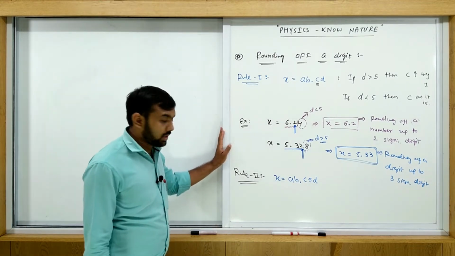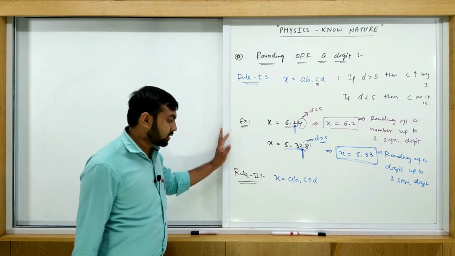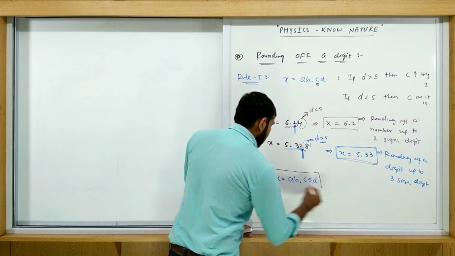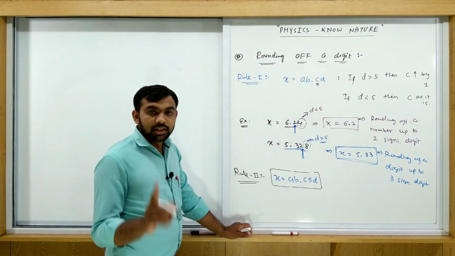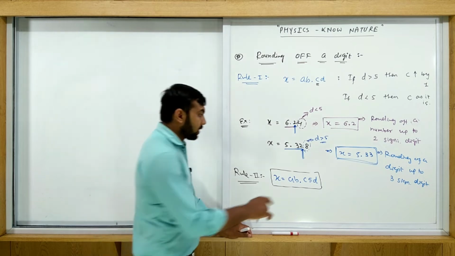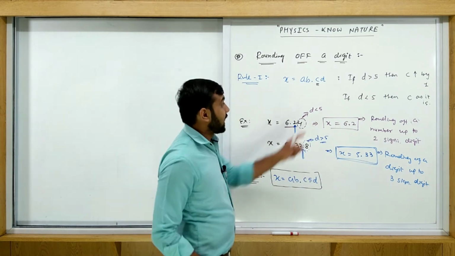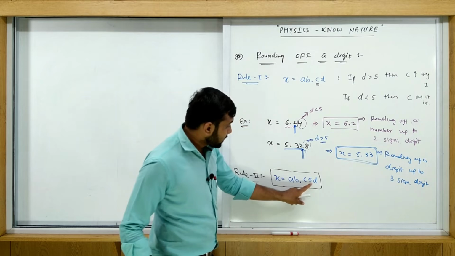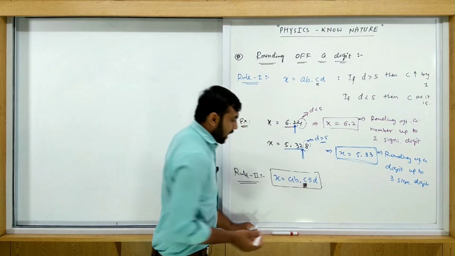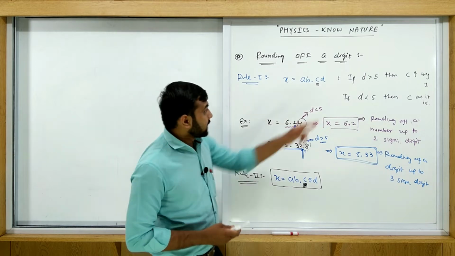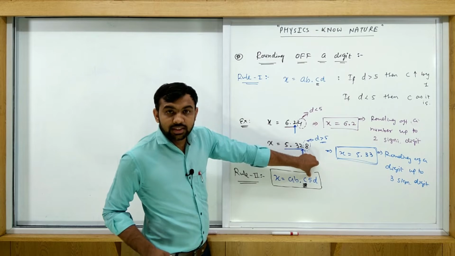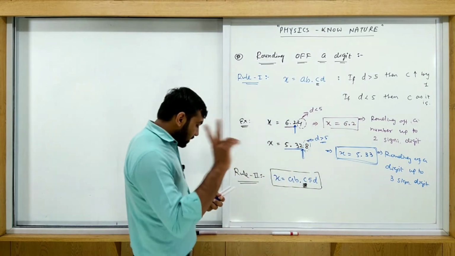C5D. So there are two possibilities: D is 0 and D is non-zero. For this type of number, there are two possibilities. First possibility, D is 0, and second possibility, D is non-zero. Whatever the number is present here, if it is greater than 5, no problem, or less than 5. But if it is exactly 5, then how do we round off this C? We have to round off this C. For less than 5 and greater than 5, we have a rule. But if it is exactly 5, then there are two possibilities.